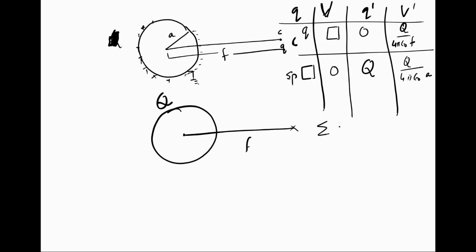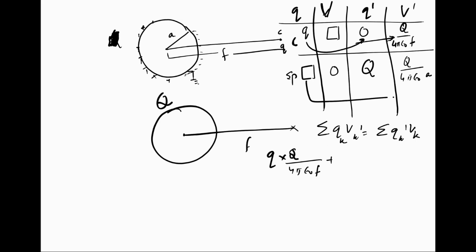Now we will use Q_K V_K' = Q_K' V_K, that is Green's reciprocity theorem. So Q into 0, that is this combination, this combination Q into Q by 4 pi epsilon naught F, plus this into this. Now this Q induced, I don't know, we have to find, into Q by 4 pi epsilon naught A should be equal to this into this.